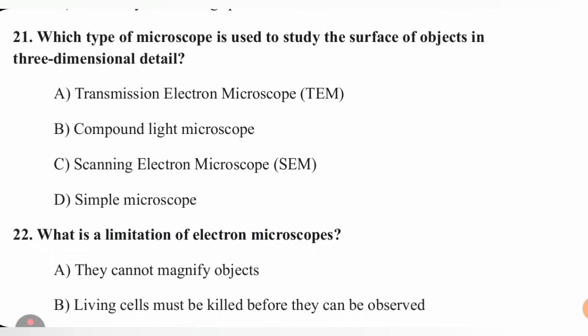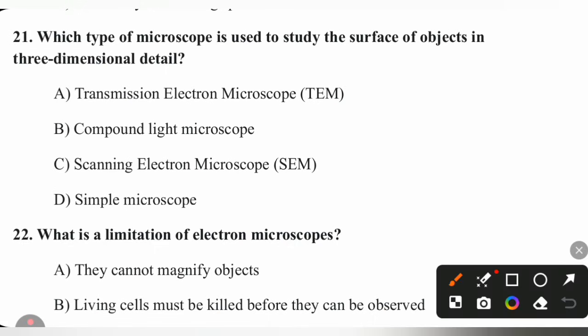Which type of microscope is used to study the surface of objects in three-dimensional detail? The answer should be scanning electron microscope.